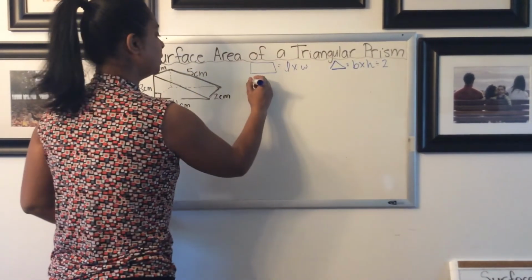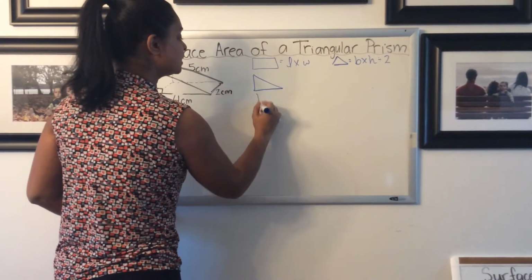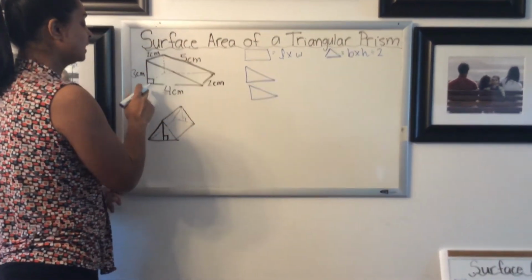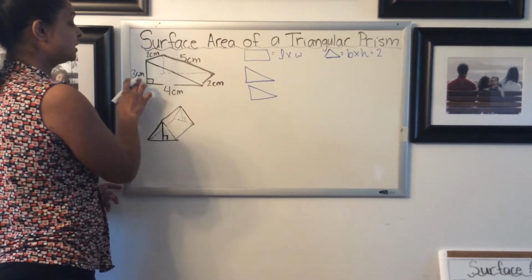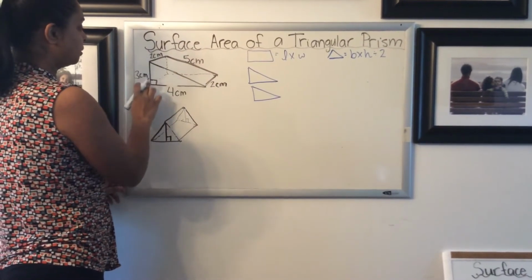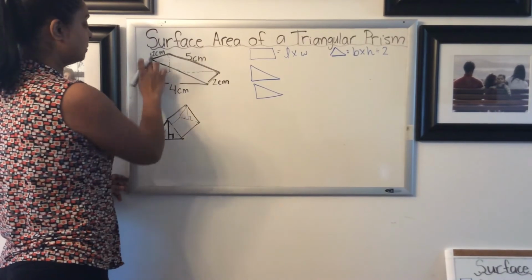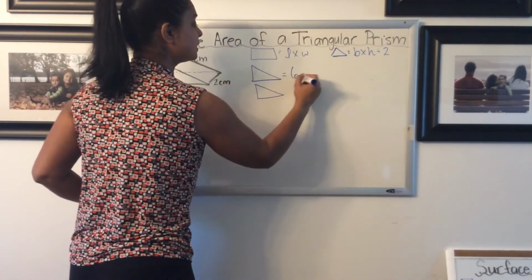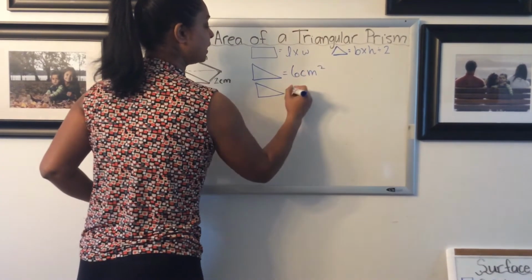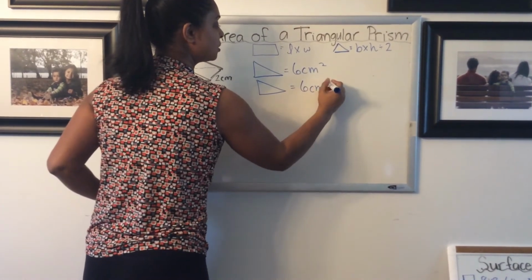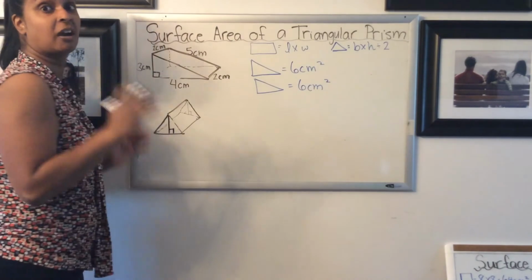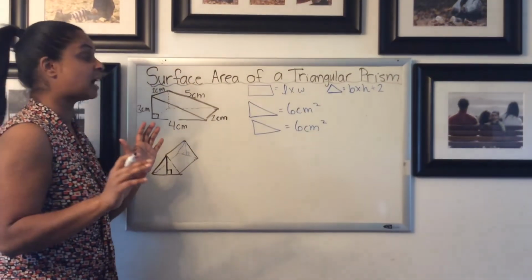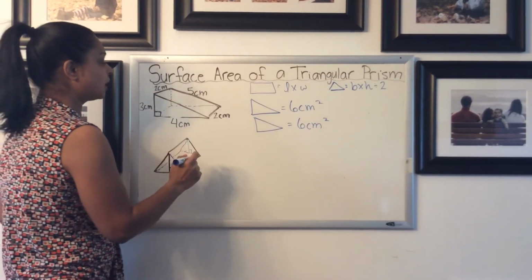So I'm going to find my 2 bases first. I know in a triangular prism, the bases are the triangles. So I'll go ahead and do that first. Base times height, so 4 is the base, times height, which is 3, that's 12, divided by 2 equals 6 centimeters squared. And I know that if one is 6 centimeters squared, the other one is too, because my triangles are matching bases.